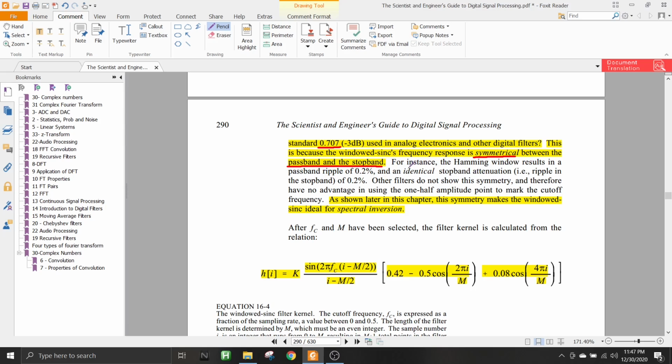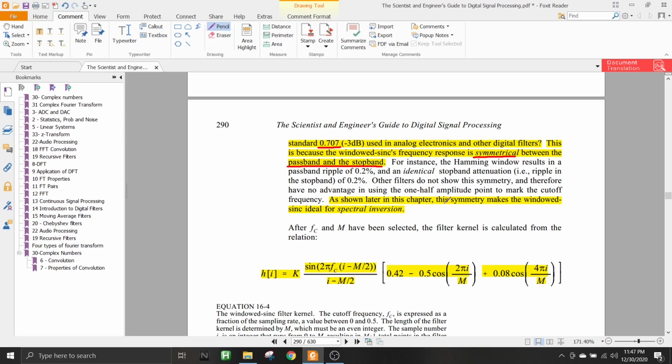As you can see in the example given here, the Hamming window results in a passband ripple of 0.2% and an identical stopband attenuation of 0.2%. Other filters do not show this symmetry. So the Hamming window, Blackman window, all of them show this kind of symmetry. The other filters that do not have this kind of symmetry do not have the advantage of using the half point as the cutoff frequency.